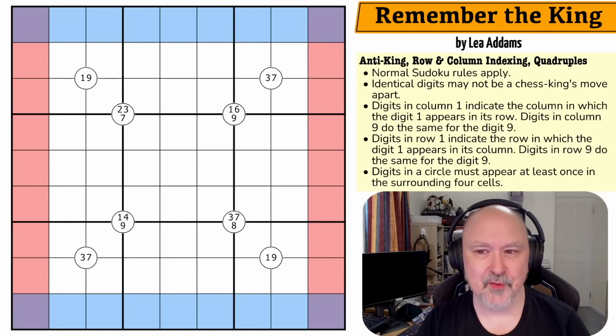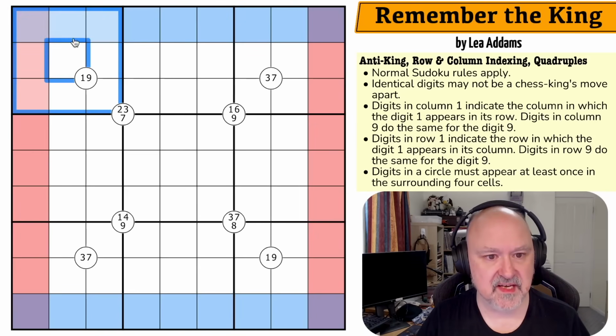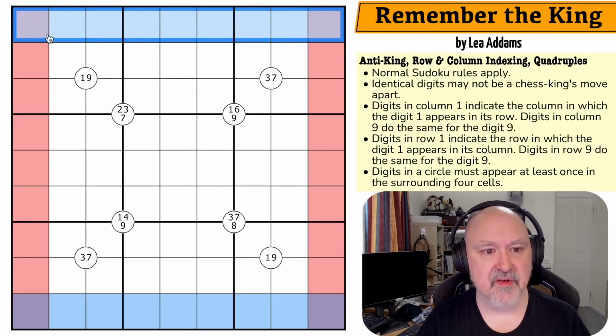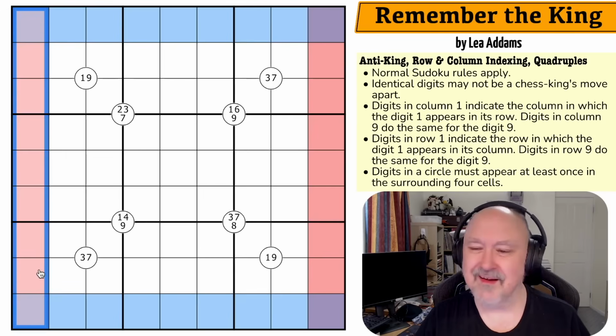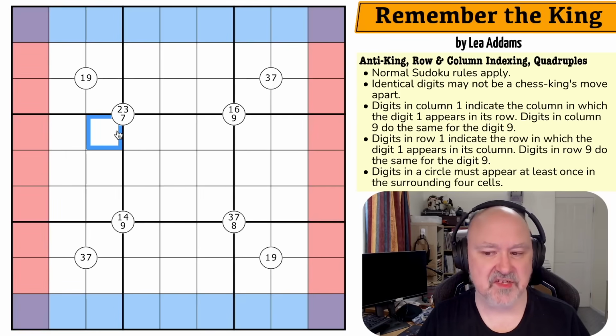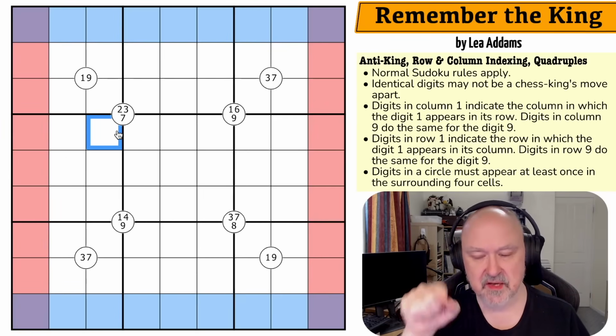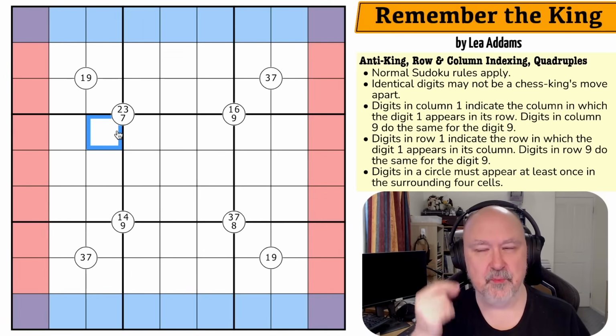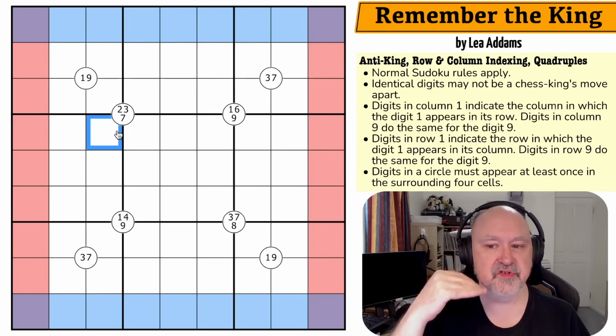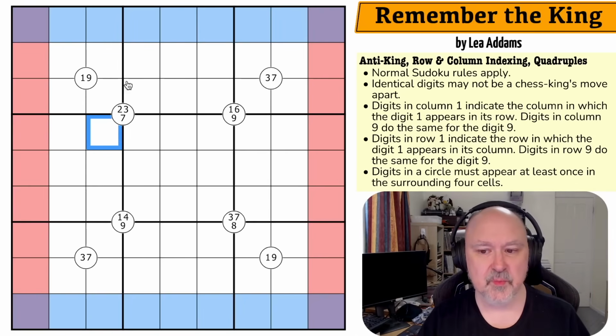So let's have a look at the rules of Remember the King by Addams. Normal Sudoku rules apply, so in every box, in every row, and in every column, the digits 1 to 9 must be placed without repetition. Now, I'm going to jump to this first, actually. The last rule given in the puzzle that's linked below is actually the anti-king move. But I like to put the global constraints at the top, so they're the first thing seen, which is: identical digits may not be a chess king's move apart.